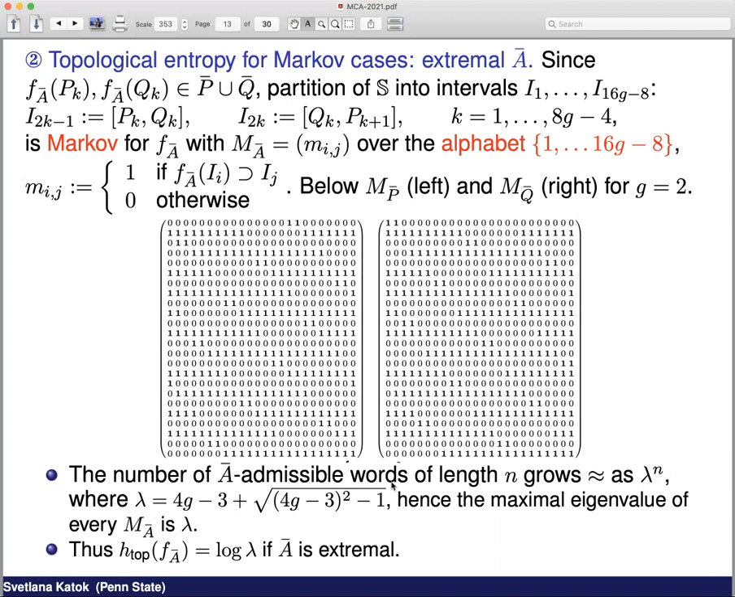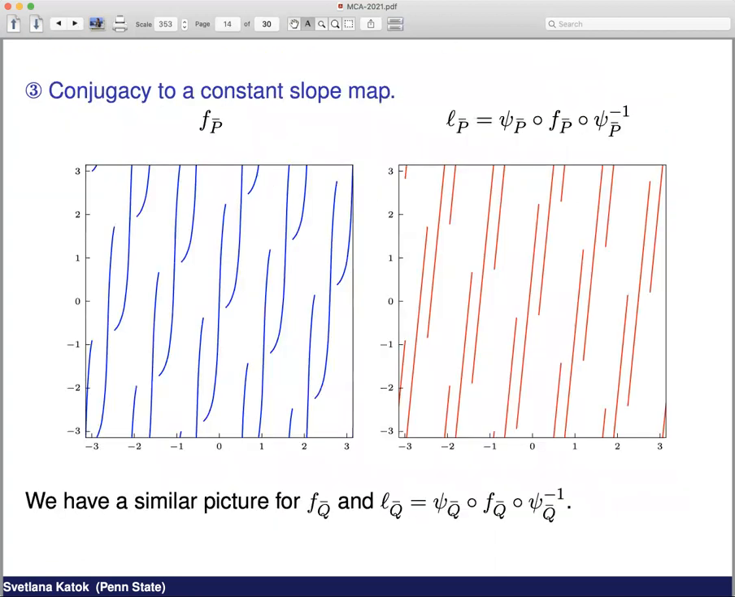So this is true for any A. And this is a kind of involved proof, but not very hard. So therefore, topological entropy, being the log of the maximal eigenvalue, is log lambda. So what do we know so far? We know that for Markov cases, for these extremal ones only, the topological entropy is what we claimed it was.